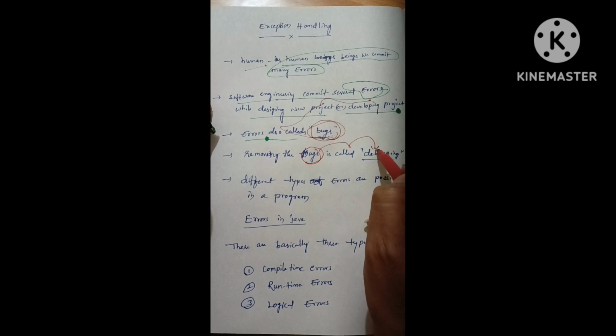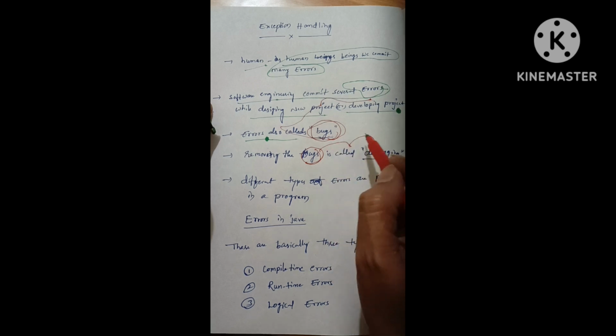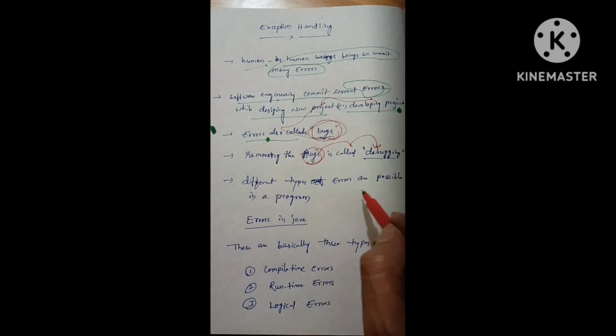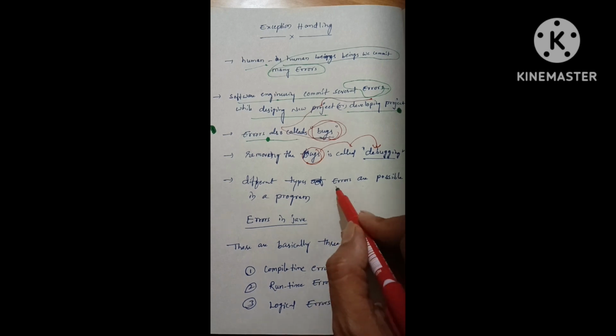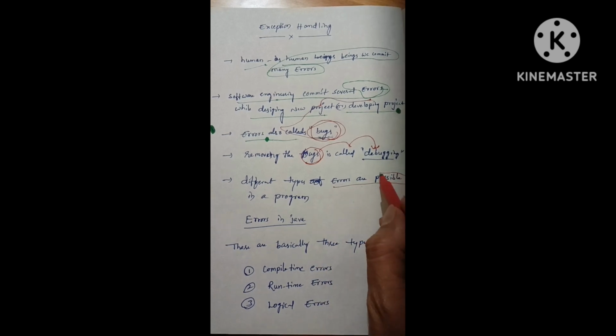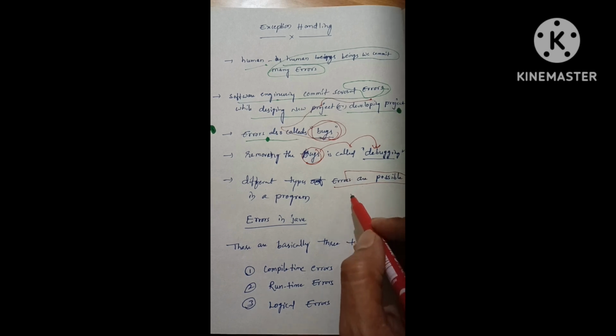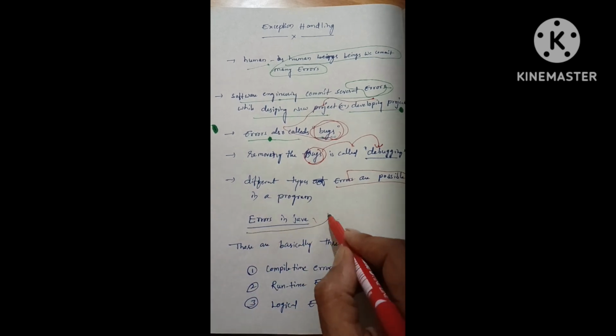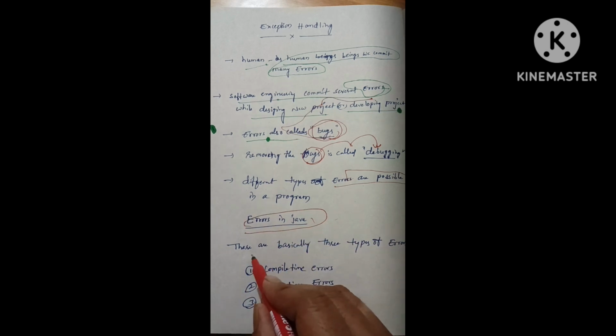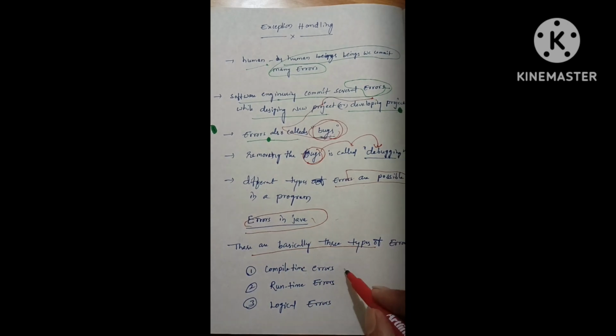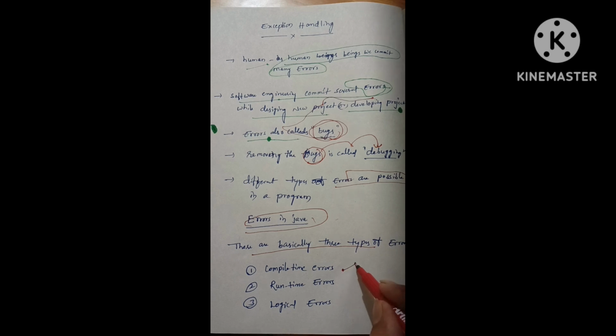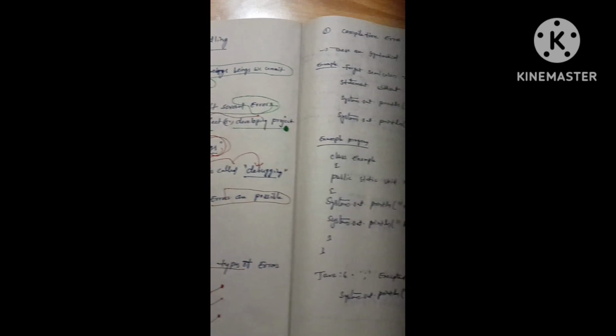Removing bugs is what we call debugging. Different types of errors are possible in a program, and they come in different ways. While developing our program, we commit several errors. In Java, there are basically three types of errors: compile time error, runtime error, and logical error. We will discuss them one by one.